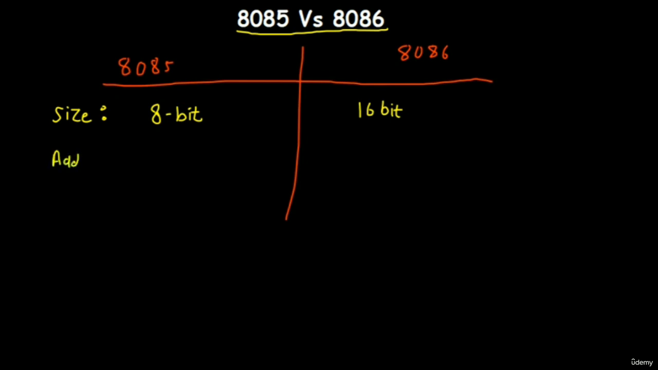So in the address bus, what we are having here is a 16-bit address bus. Well, I'm going to explain what the address bus is in a while. And the 8086 is having a 20-bit address bus. You can see the clear comparison. It is getting victorious.